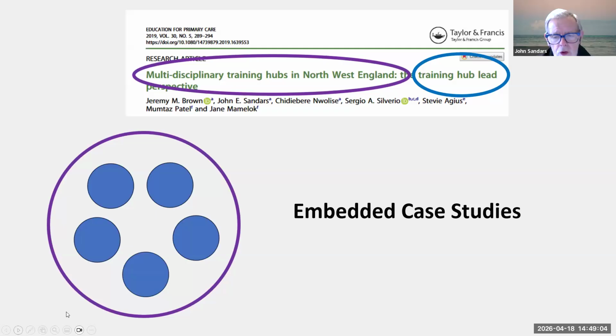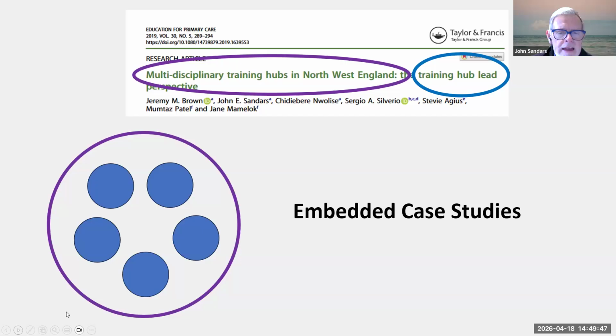We can also have what's called embedded case studies. And this is some work we did a couple of years ago, looking at what was called multidisciplinary training hubs in Northwest England. So our case study was training hubs in Northwest England. What training hubs were, as it said, multidisciplinary centres for training. So people would come into them from Northwest England. There would be training within that hub, and then people would go back.